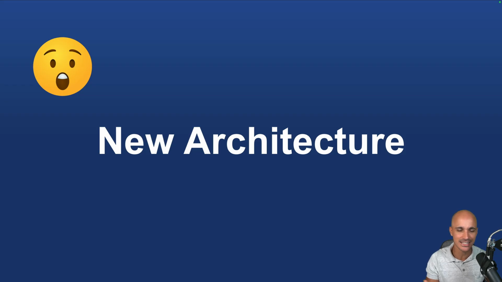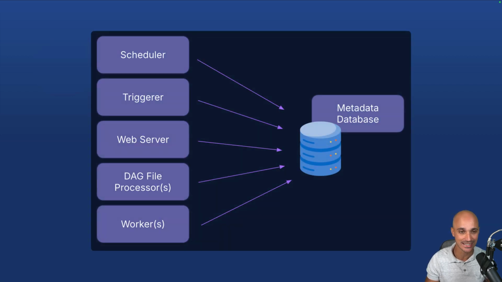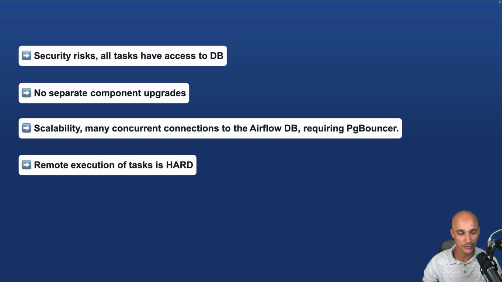Another major update in Airflow 3.0, if not the biggest one actually, is the new architecture. Remember that since Airflow 2.0, you had this architecture where all the Airflow components had direct access to the Airflow meta database, and that had many implications. The first one is security risks. All tasks have access to the Airflow database, and as you can imagine, this is not great as you are executing user-defined code. Also, no separate component upgrades.